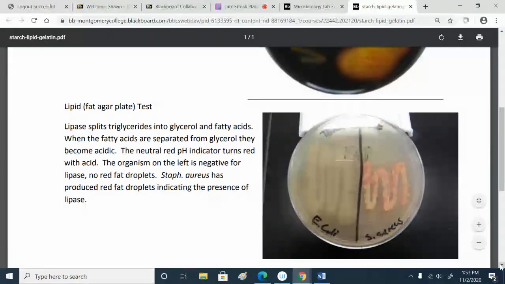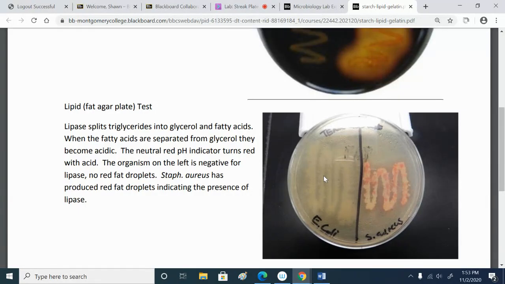And so you can see the organism on the right, Staph aureus, is positive for lipase because we have red fat droplets here. But E. coli is negative. E. coli doesn't like to eat fat either, which again is not a big surprise because most fat gets absorbed before it reaches the colon. So there's not much fat for E. coli to eat, so it just prefers carbohydrates. But Staph aureus is positive for lipase.